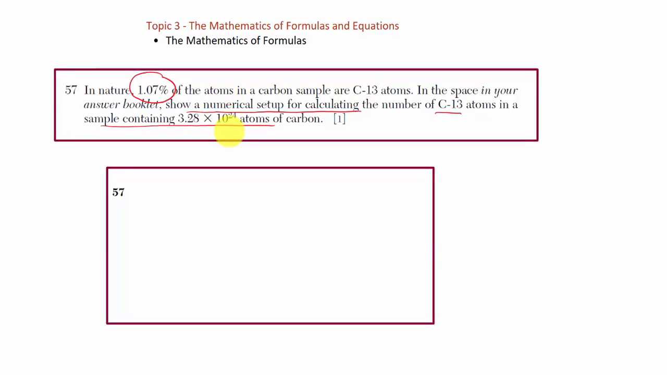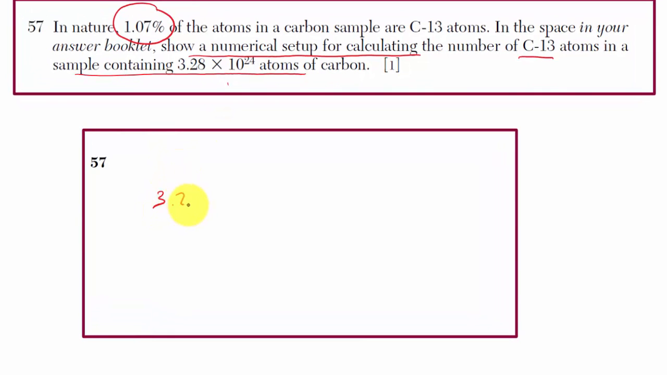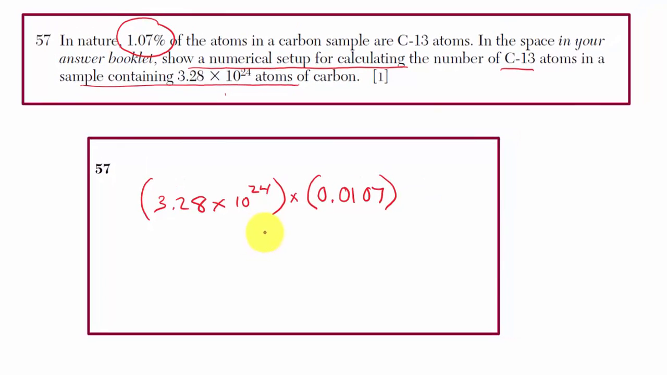So I'm going to use a really simple technique. I'm going to take that total number, 3.28 times 10 to the 24th, and I'm going to multiply it by the decimal equivalent of the percentage, 1.07, decimal equivalent being 0.0107. I'm going to stop right there because they only wanted the numerical setup. They don't want the answer. So this is a perfectly legitimate answer. There are other ways mathematically to represent this calculation. Any way that would lead to the correct calculation is going to be accepted.